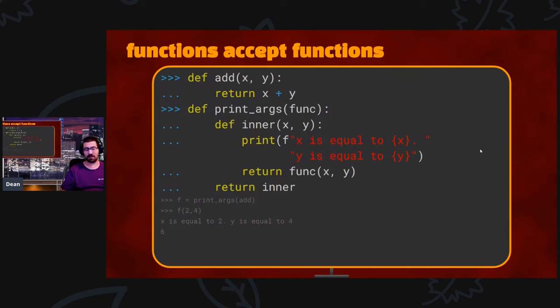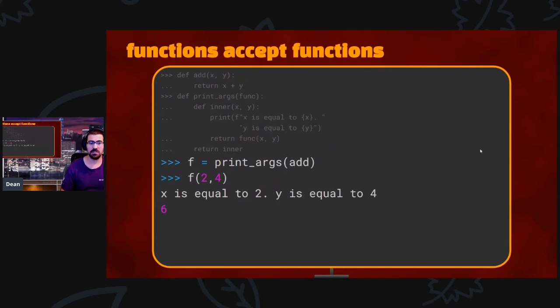So let's say I have a function that's called add. It gets x and y, and basically it returns x plus y. Now I have another function. That function accepts a function, any function, for example, add, but it can accept any other function. And inside it, it defines an inner function that gets x and y. And it prints the values of x and y, and later it runs the function that it received.